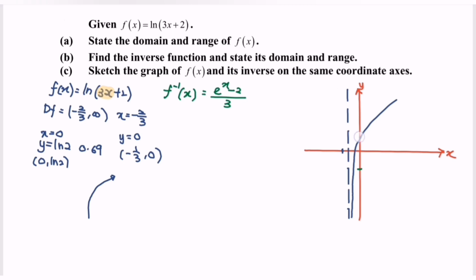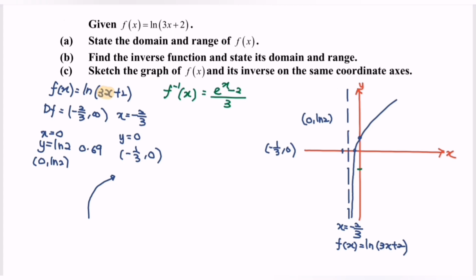Where we have the point of intersection ln 2, which is around 0.7. So the point would be (0, ln 2). For the x-intercept, it is (negative 1/3, 0). And the asymptote is x = negative 2/3. So that will be the graph for the function f(x) = ln(3x + 2).